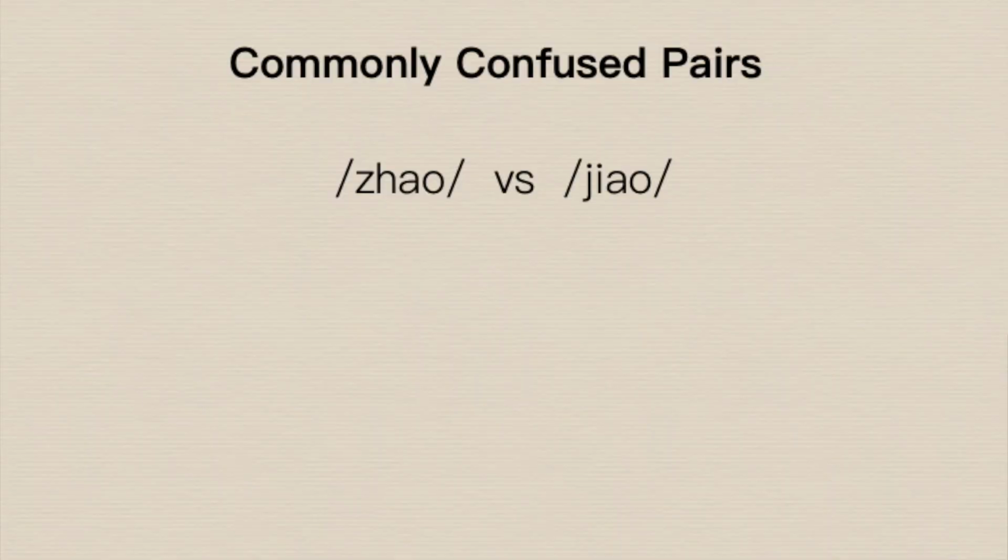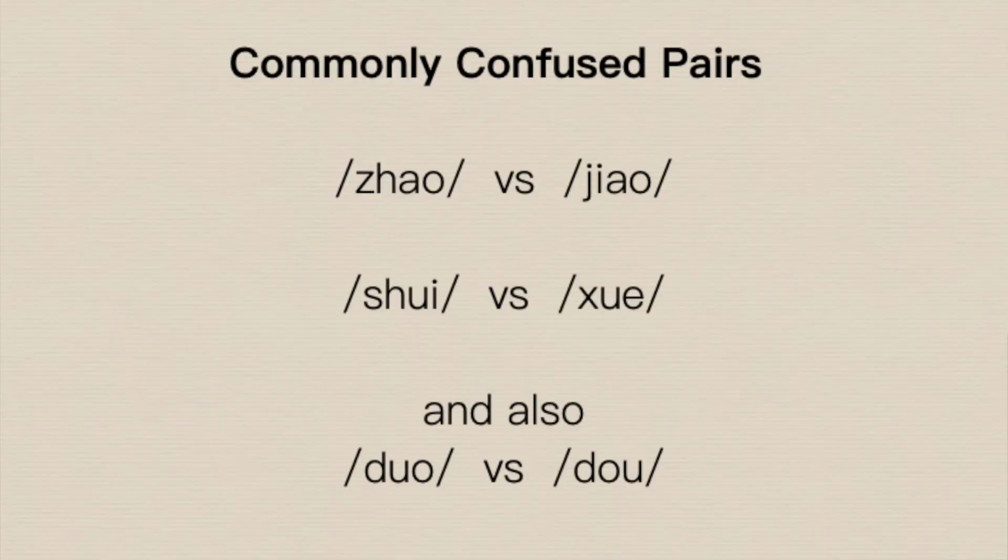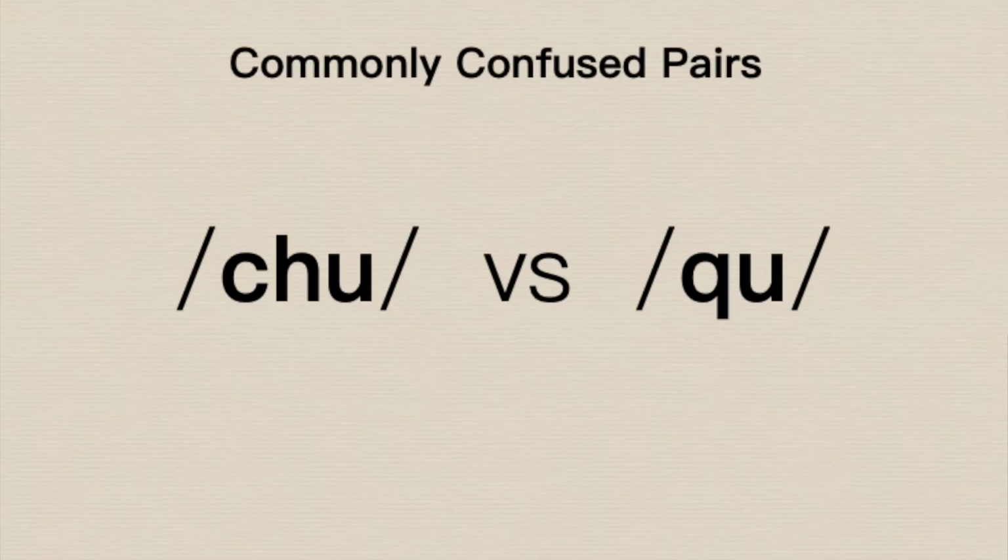Today I wanted to revisit one of our pronunciation sticking points that we touched on in a few videos many months ago, maybe possibly even over a year now. Word pairs that are commonly mispronounced or commonly swapped out for one another. We've done jiao and jiao, shui and xue. Today, I'm going to be talking about the difference between chu and qu.